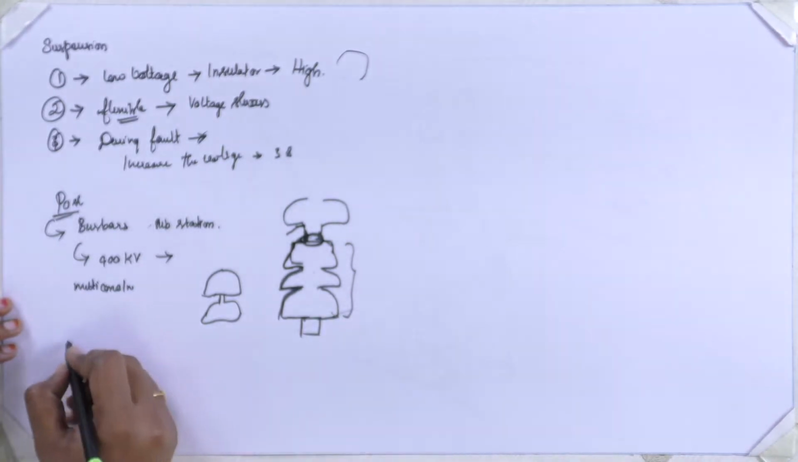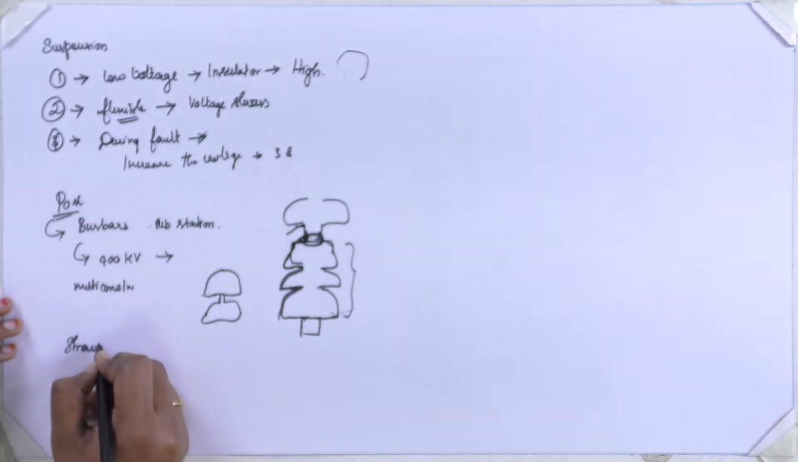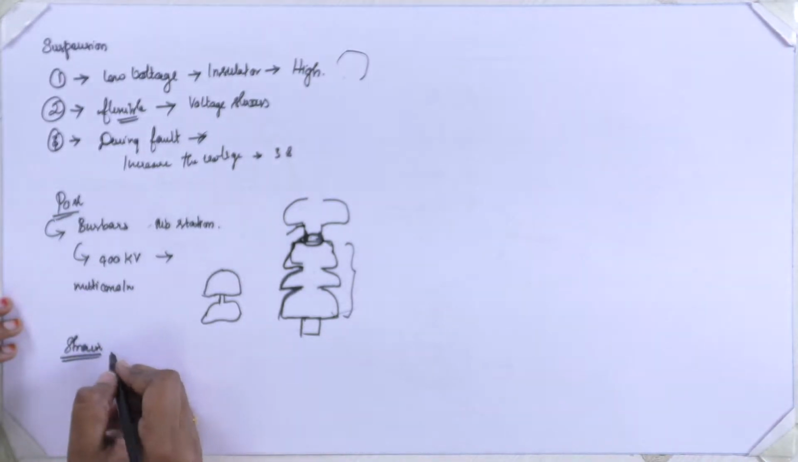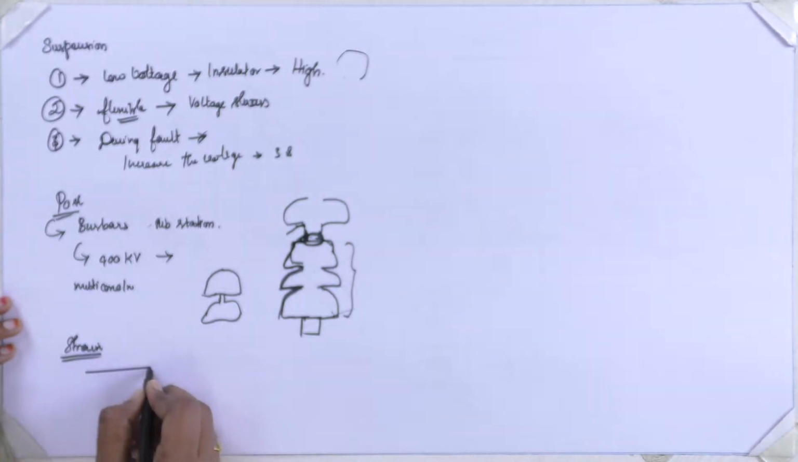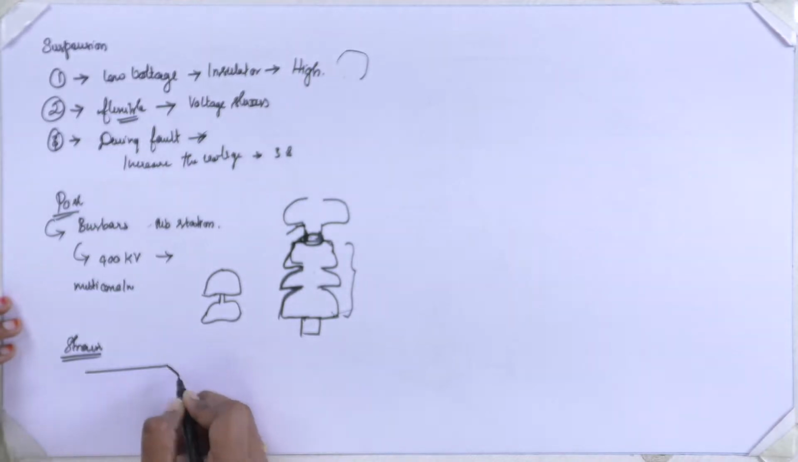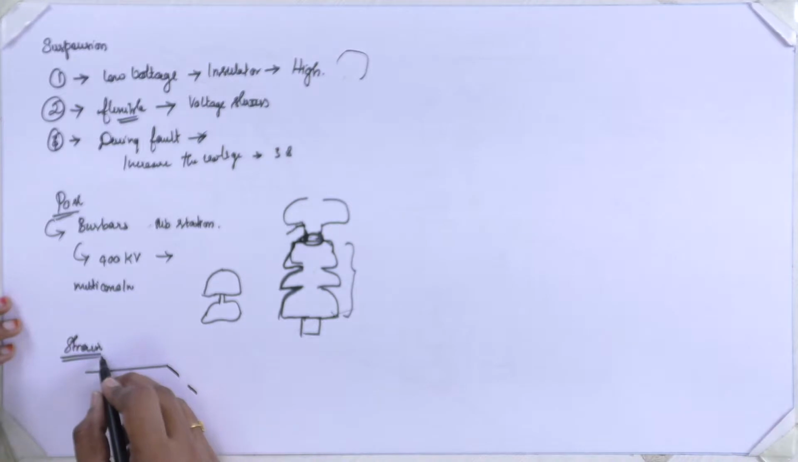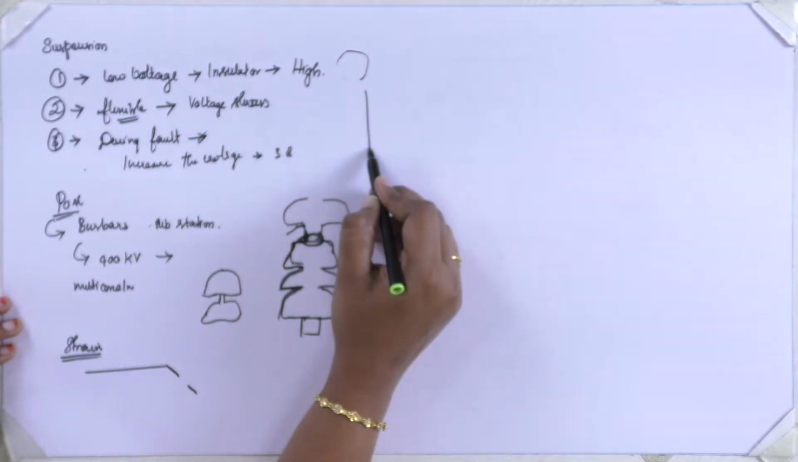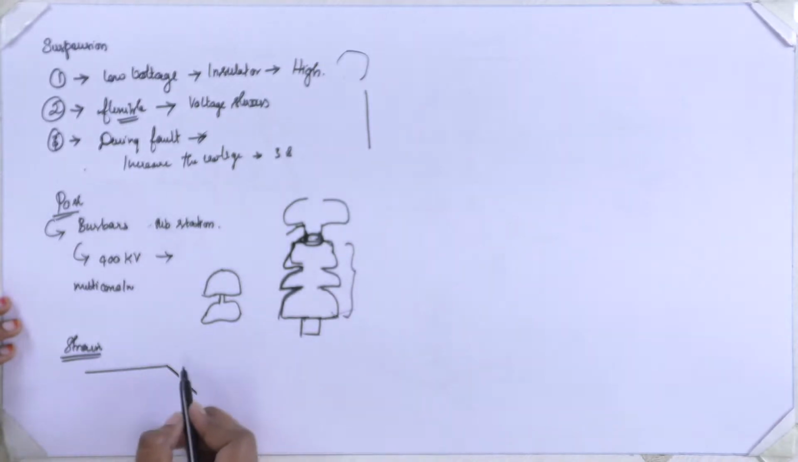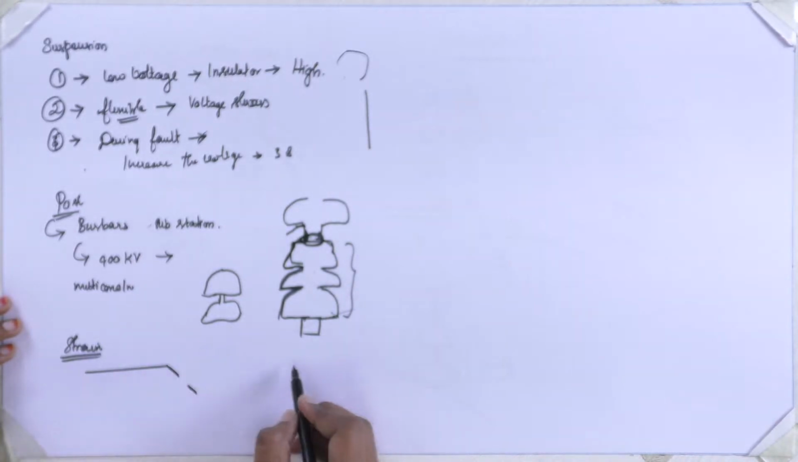Another type of insulator is the strain insulator. This type of insulator is mainly used for strong suspension. If the transmission line tower goes along a straight direction and suddenly the direction changes, the strain type of insulator is used in order to handle the voltage stresses of the change in direction. The suspension type, as I have told you, is in the vertical direction. For strain insulators, it is in the horizontal direction.